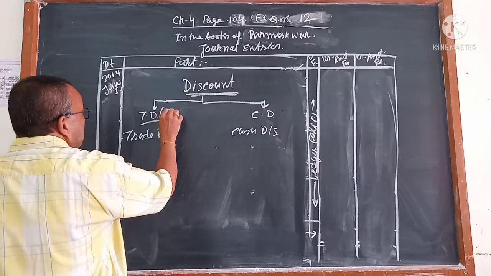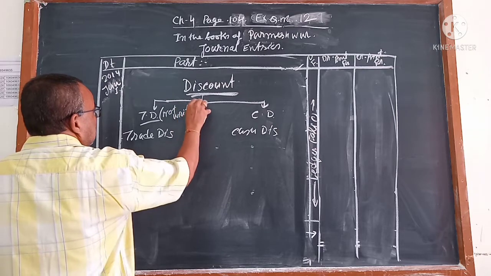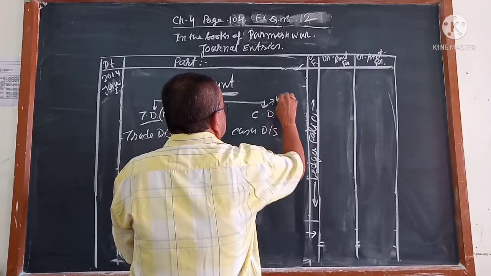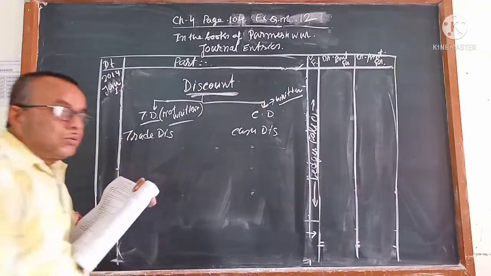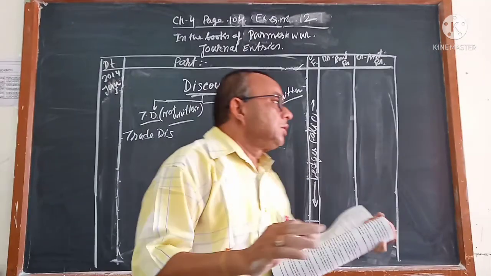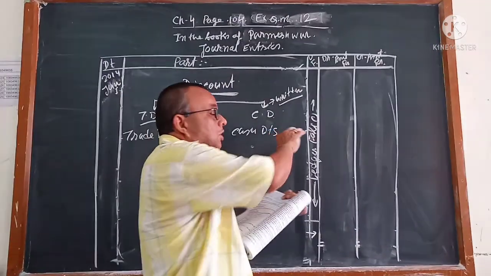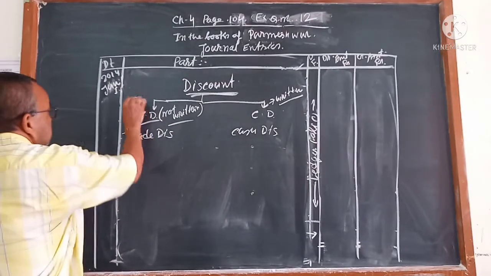TD is not written. It means we will calculate trade discount, but the trade discount amount will not be written. For that I wrote not written. We will calculate cash discount, and the cash discount amount will be written. The order, this is 1, this is 2.